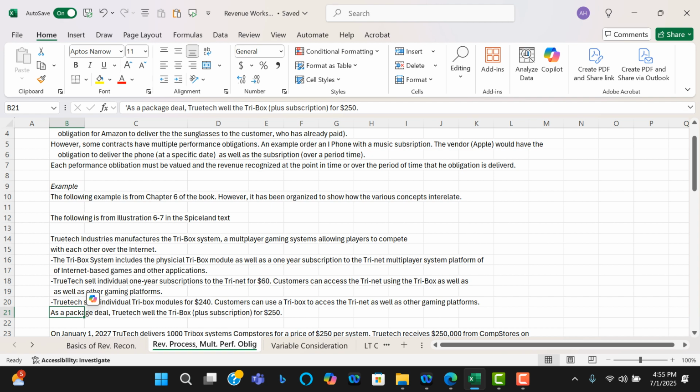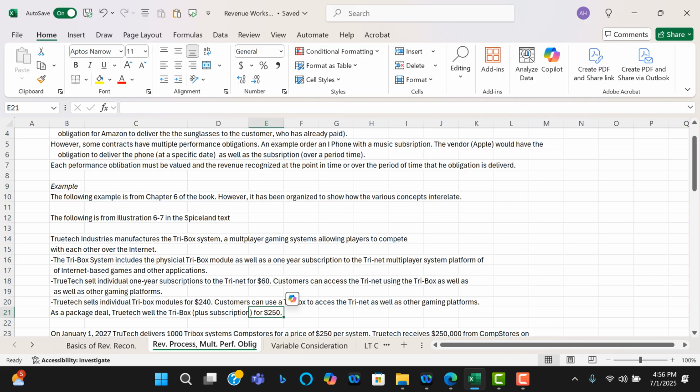Okay, as a package deal, True Tech is offering that if you buy both at once, both a TrueBox and a gaming subscription, you pay $250 for it. If you bought them separately, you'd pay 60 plus 240, that's $300. But if you buy them as a package deal, you pay $250. So the question is going to be, if you buy them as a package deal, how much of that $250 is assigned to the TrueBox hardware, and how much is assigned to the TrueNet gaming system.